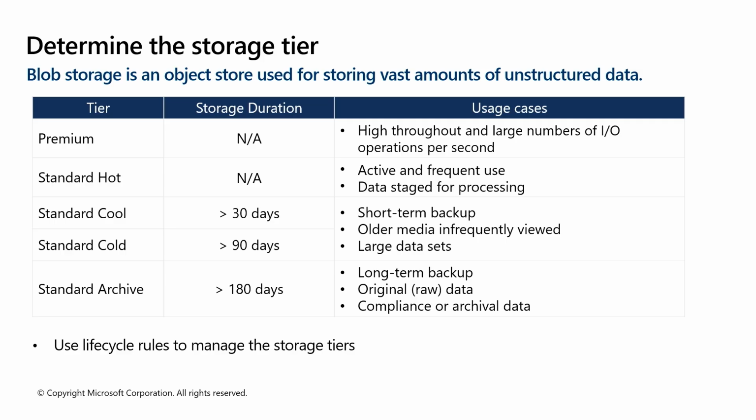The hot tier is optimized for frequent access. We get lower cost for access and higher cost for capacity. The cool tier is optimized for infrequent access. It requires a minimum retention of 30 days. The cold tier is suitable for rarely accessed data with a minimum retention time of 90 days.